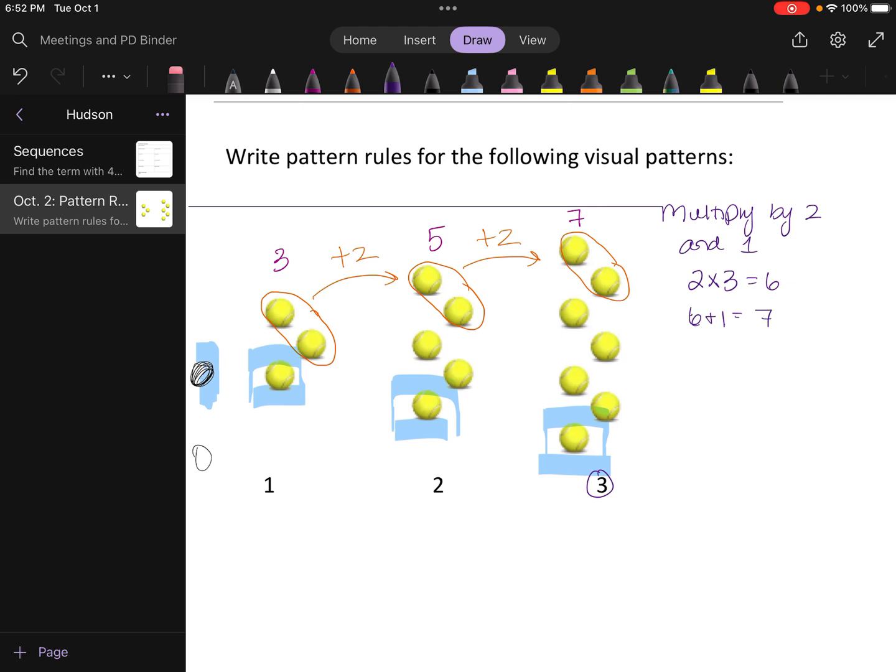So that was a way that we wrote rules in grade 8. We might have done it in words. Some people yesterday started with writing the number of tiles or tennis balls is equal to times 2 plus 1. And then we talked about changing that notation and using x's and y's. So in grade 9, we're going to write this as y equals 2 times x plus 1. Okay, so I'm going to give you a second to try another one.